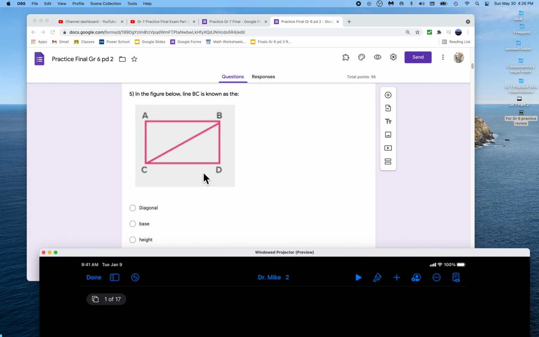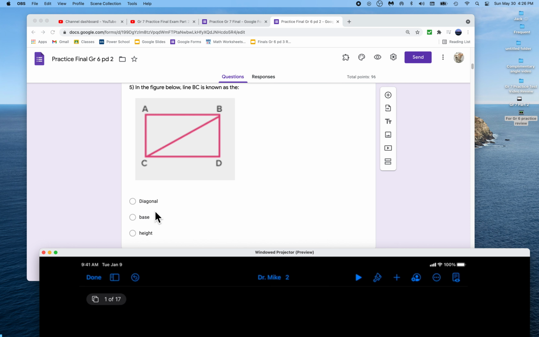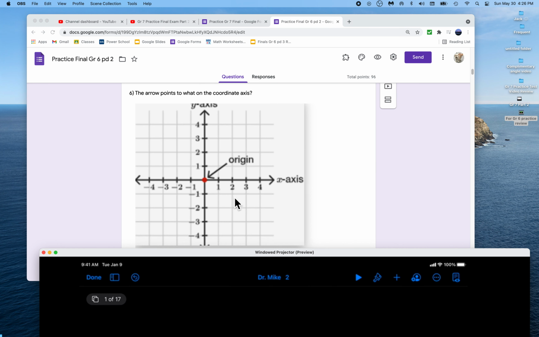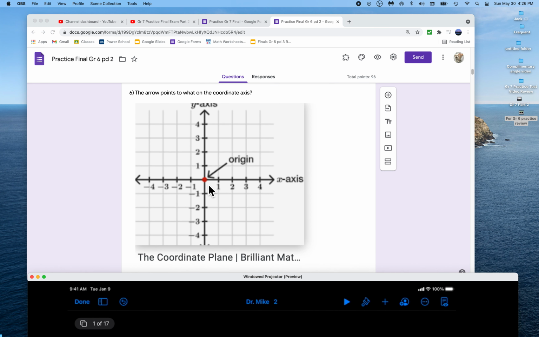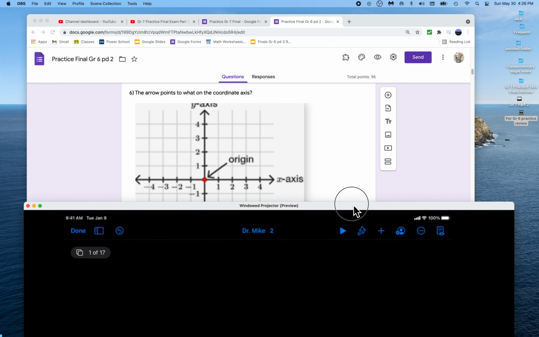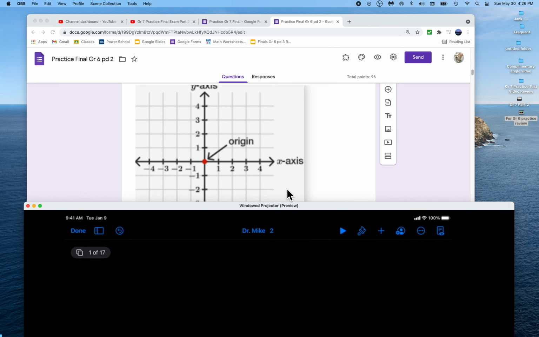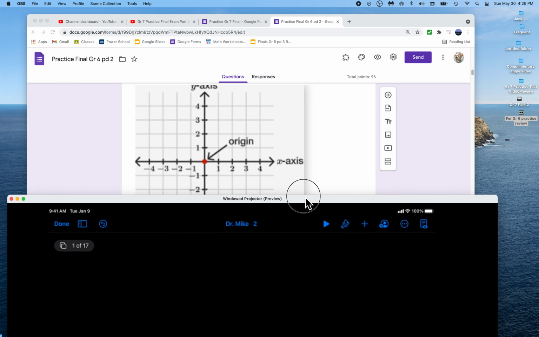Next one, number 5. This line, BC, is known as the diagonal. Not the base, this would be the base. Not the height, that would be the height. Diagonal, diagonally across. Next one, number 6. This point points to the origin. This is where the coordinate plane originates. If I asked you to plot the point 3, 1, you would start here, you would originate here. We talked about in class people originating from various states, or indeed families originating from various countries around the world.